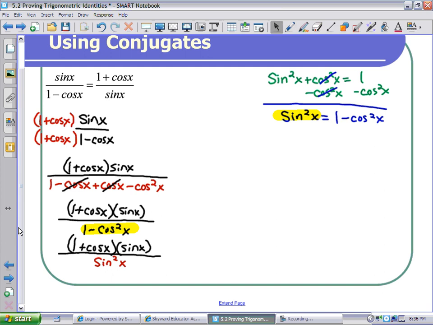If you look back at the right-hand side of the equation, which says 1 plus cosine x over sine x, you can see that from the numerator to the denominator, I can eliminate 1 sine x, which says that in the end I'm going to be left with 1 plus cosine x over sine x, which is what we were trying to prove in our beginning equation.